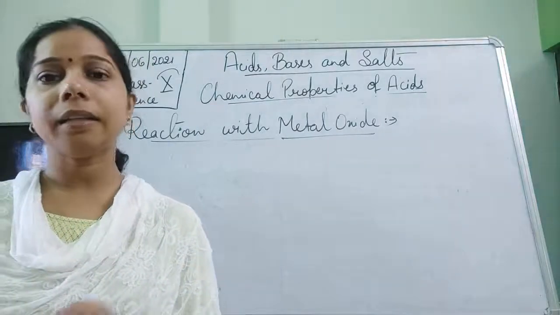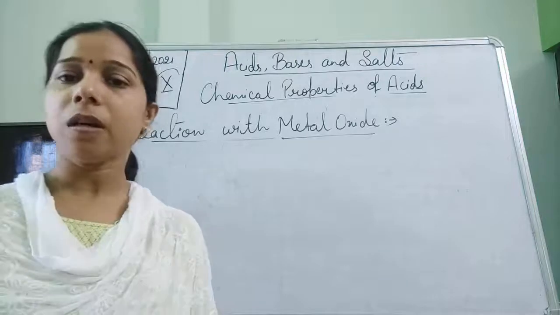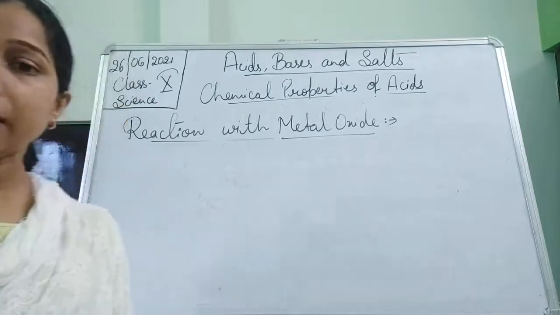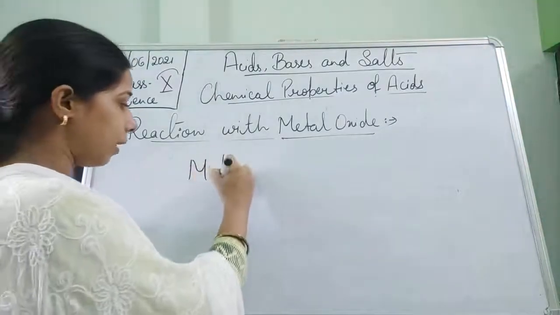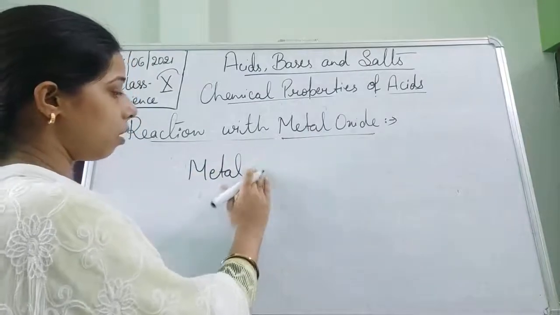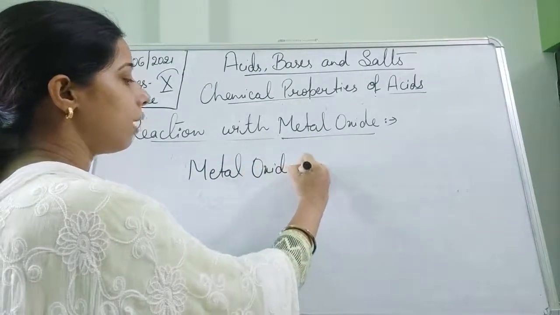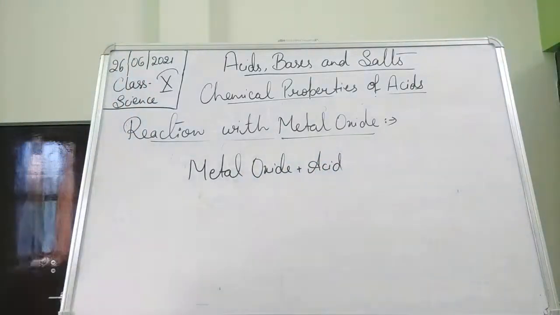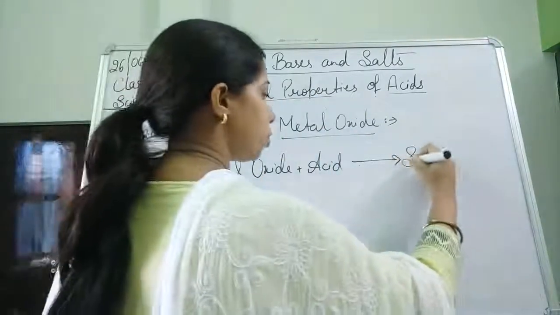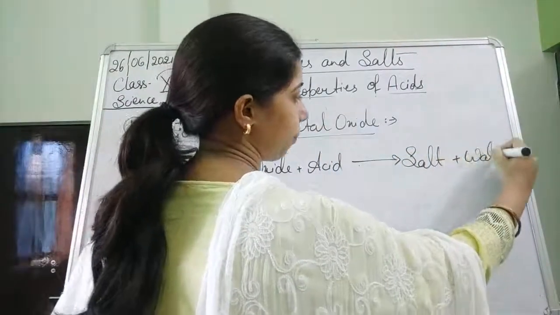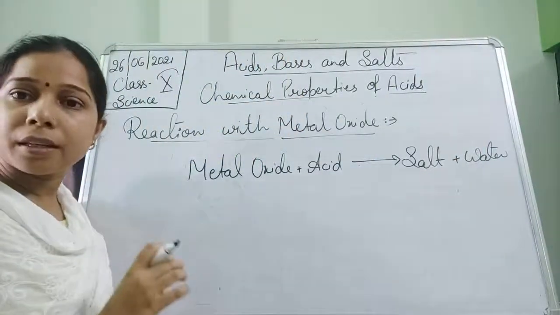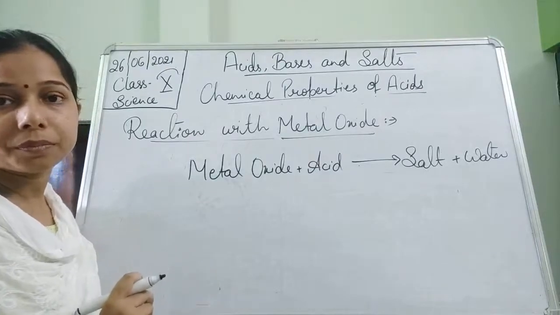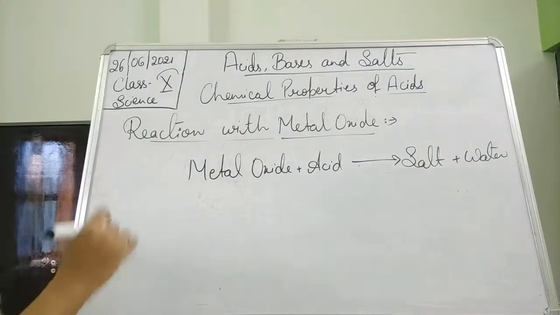Now we will see another reaction, that is the reaction of the acid with the metal oxide, students. When the metal oxide reacts with the acid, there is formation of salt plus water. So the reaction of the acid with the metal oxide gives us products that include salt and water. We will understand it with the help of an example.